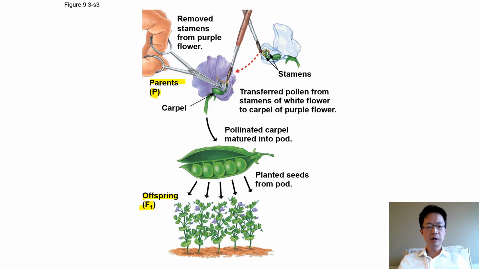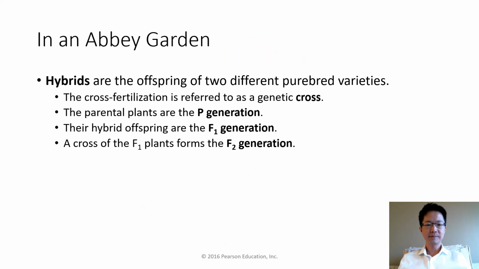F stands for filial. Okay, we have more terms to define. So as you know, the F1 generation, filial 1, the first filial generation, is the fertilization between a purple and white flower. So we call the F1 generation a hybrid. Hybrids are the offspring of two different purebred varieties.